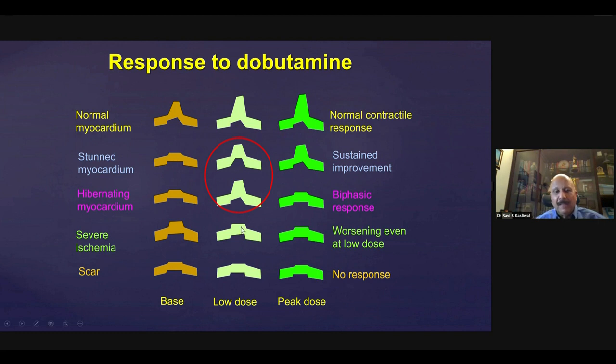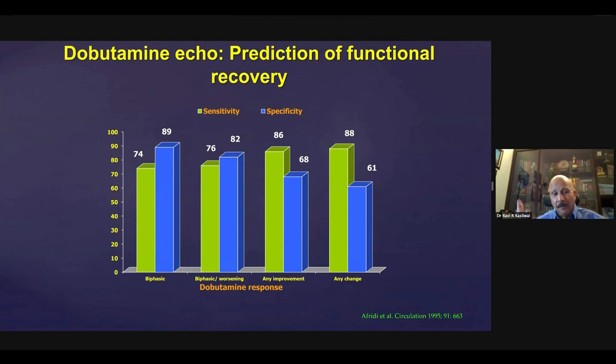And of course, if there is severe ischemia, then even this mild movement that you are seeing will worsen even at low dose. And of course, you can easily make out scars because at baseline, low dose or peak dose, they will show no response at all. So in the dobutamine response, you can see the sensitivity and specificity, biphasic response, biphasic worsening, any improvement, any change. Every lab will have their own number of patients whom they will take through low-dose dobutamine echo before they decide. And it's very common in diabetic vessels where the surgeon wants to know, should I revascularize them? They have multiple abnormalities, and here is something which can help you.